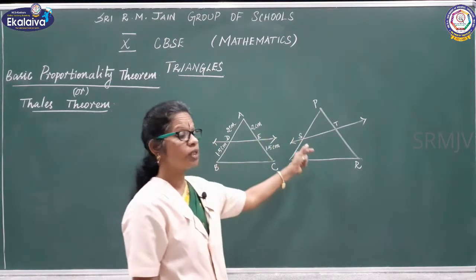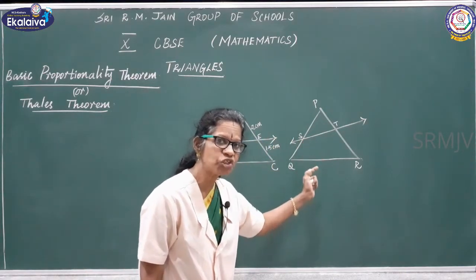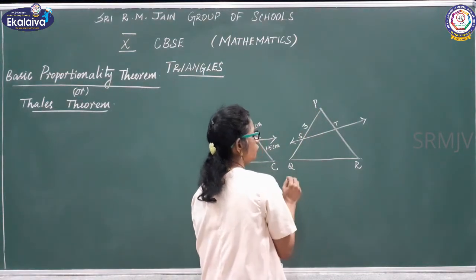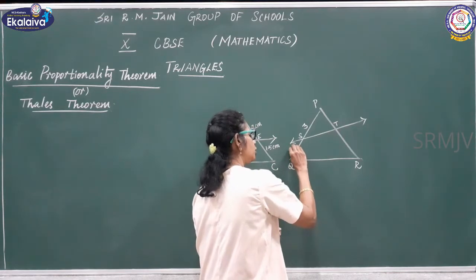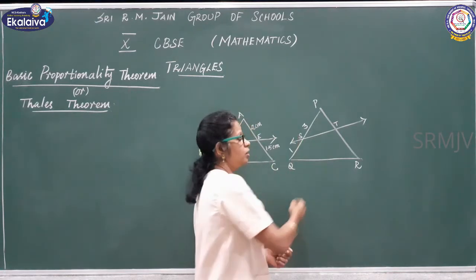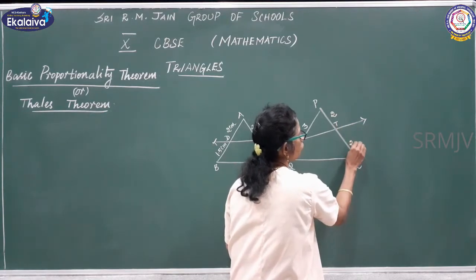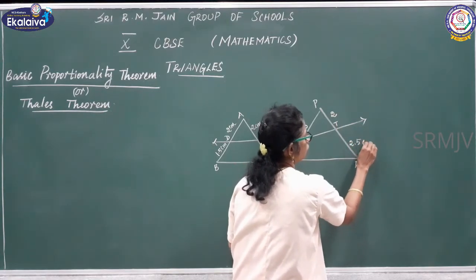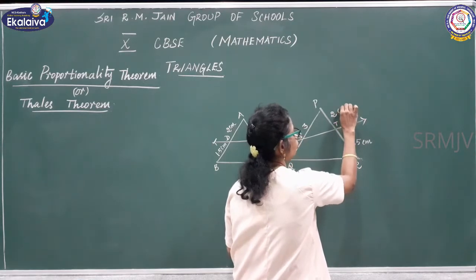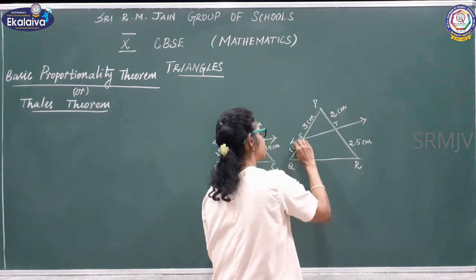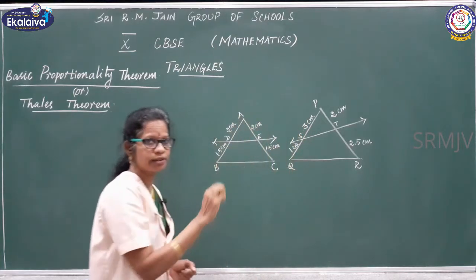Now we pass on to the next triangle. You have to measure, right? This has 3 centimeter for me. Here it is 1 centimeter. Here it becomes 2. Here it is 2.5. You may get different values, not the same value, right? Have you all enjoyed this?